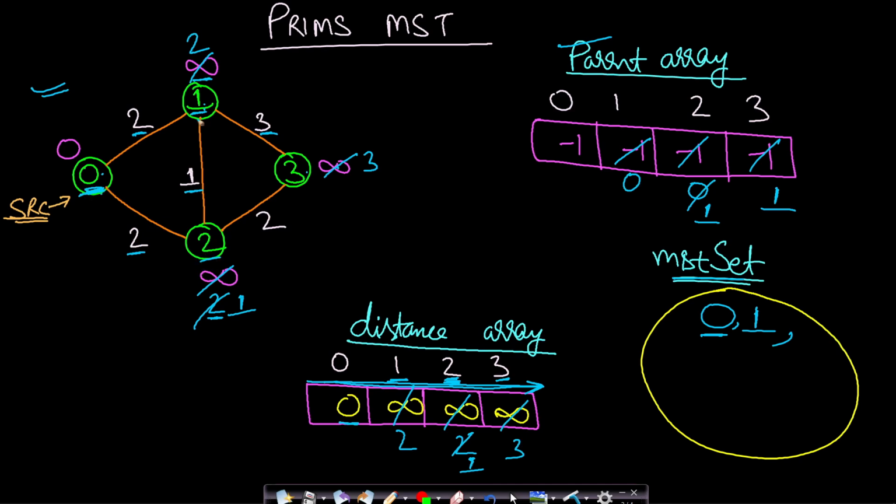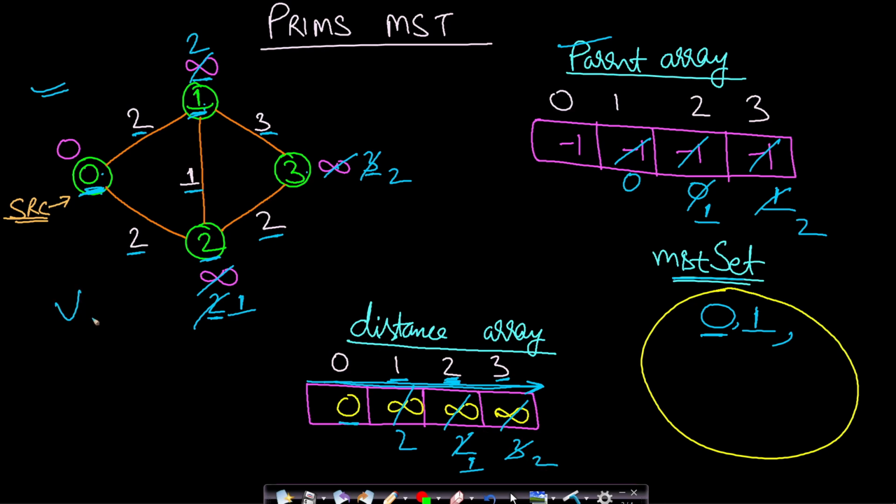So 0 and 1 are already included in the MST set, already processed, so we won't do anything. So for 2 to 3, we will see that the distance value is 2, but here it is already 3. Okay, so we will take the minimum of 2 and 3, so it will be updated to 2, and the new parent of 3 will be 2 because we are including this edge, right? So this is processed right now, and this will be 2.